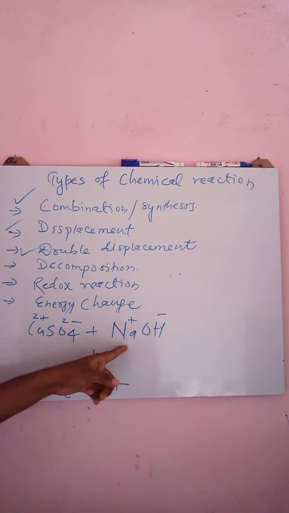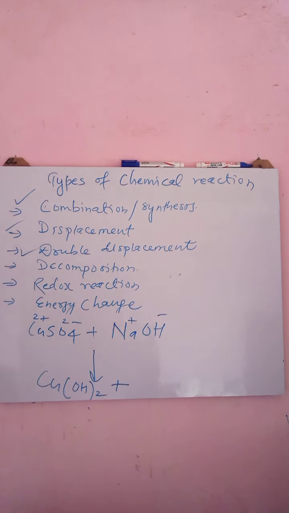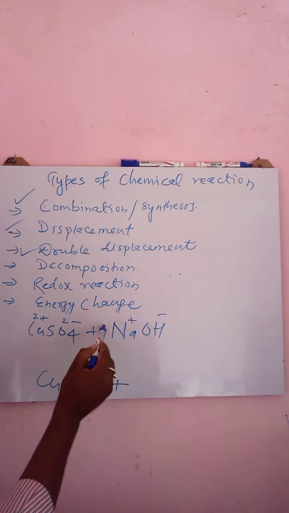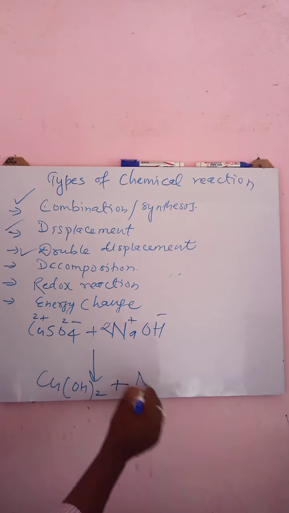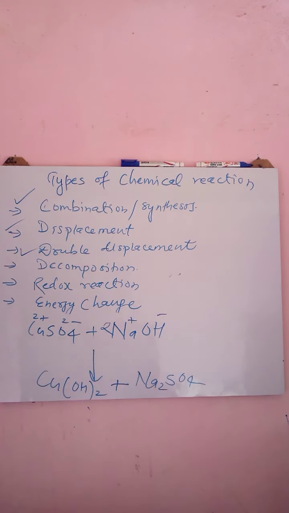another, Na plus will take the place of Cu2 plus. Because to satisfy the valency of 2 minus here, we have to take 2 sodium hydroxide. So the product will be Na2SO4. See how mutual exchange of radicals took place to form product. Right? Clear?